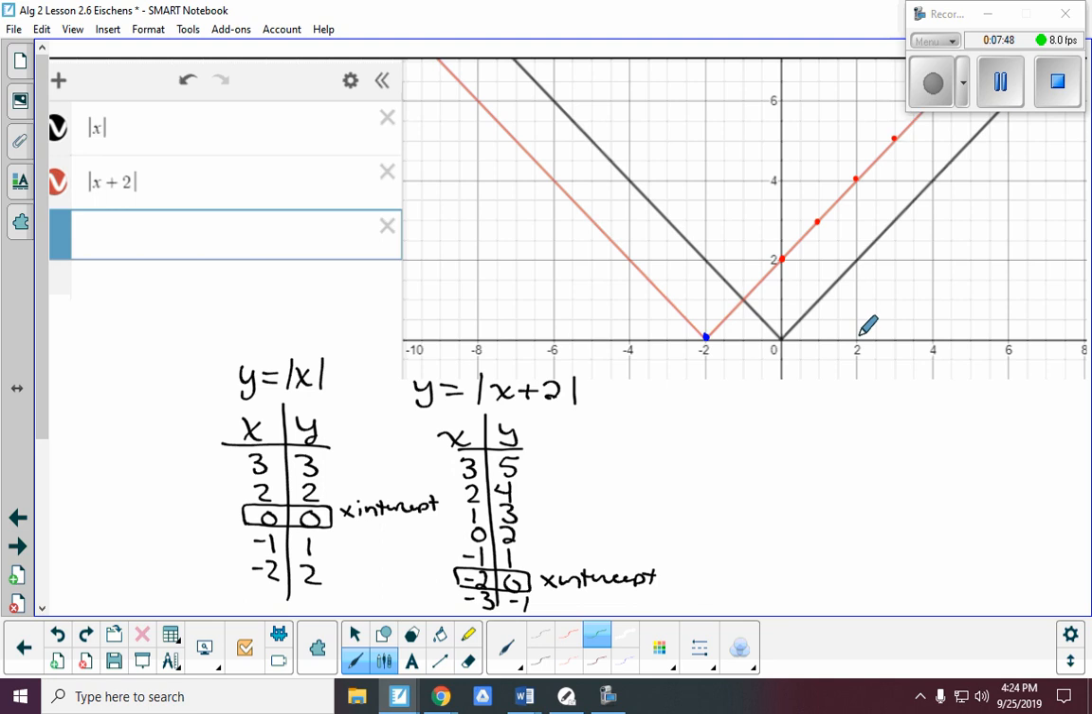When x is 2, y is 4. When x is 1, y is 3. When x is 0, y is 2. And if you scooch over here, when x is a negative 2, y is 0. And when it's a negative 3, it starts going back up. So when this was a plus 2, the graph actually shifted to the left 2. So even though it's a plus 2, this number inside of the parentheses or the absolute value shifts it to the left 2.